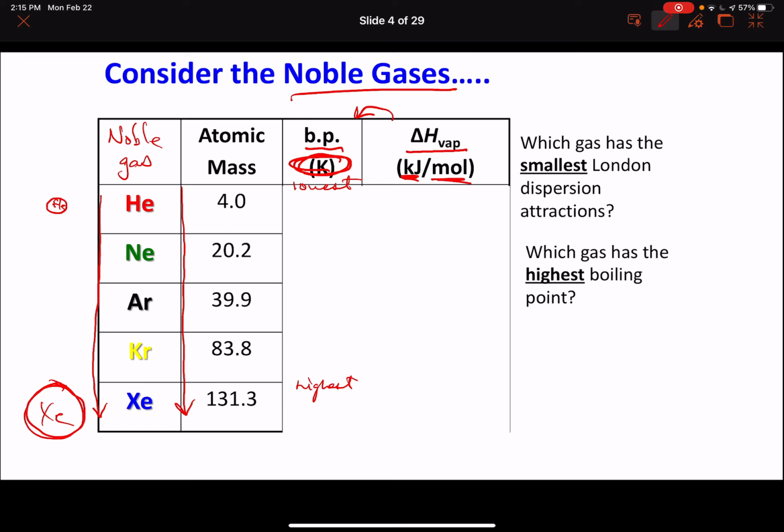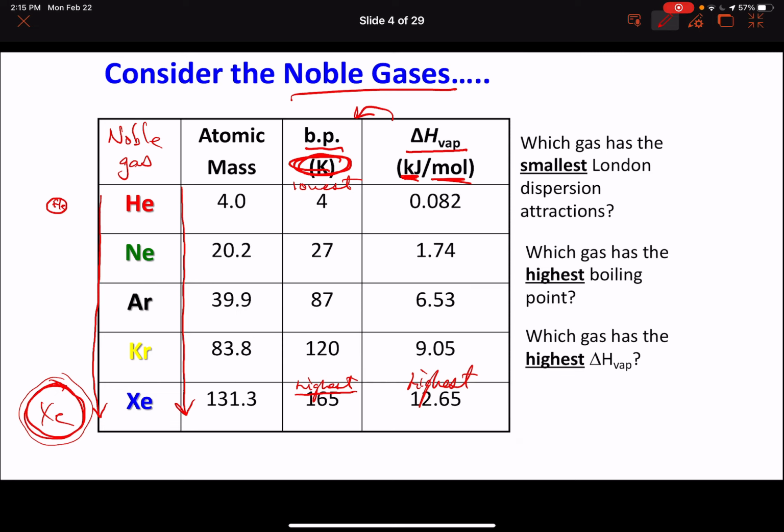Which gas might have the highest boiling point? So we've deduced here that the xenon should have the highest boiling point given the higher surface area of the larger xenon atom. And we can also equate that to the high enthalpy of vaporization expected here. Okay. So let's take a look at the data and see what we have.